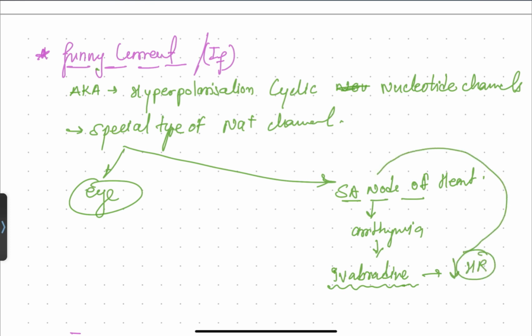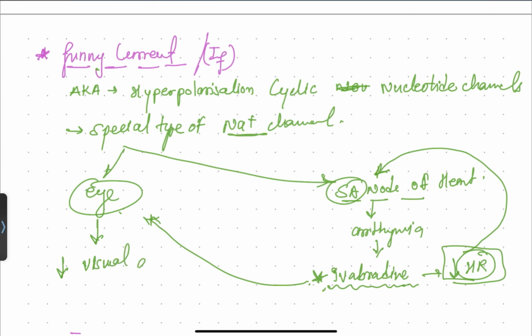By acting on the SA node, this ivabradine, okay, ivabradine is a drug. So what is this causing? A decrease in the heart rate. But we know that this sodium current, these funny channels, are present on the eye also. So this ivabradine will act on the eye also, and it will decrease the visual acuity. Okay, it will decrease the visual acuity.